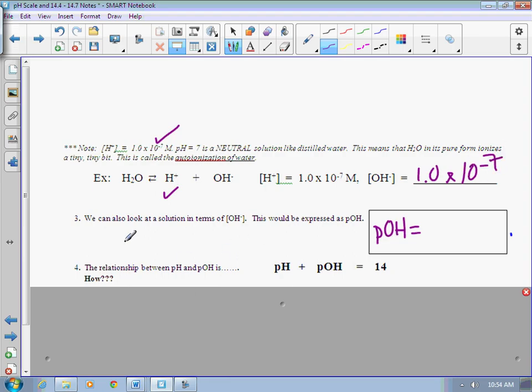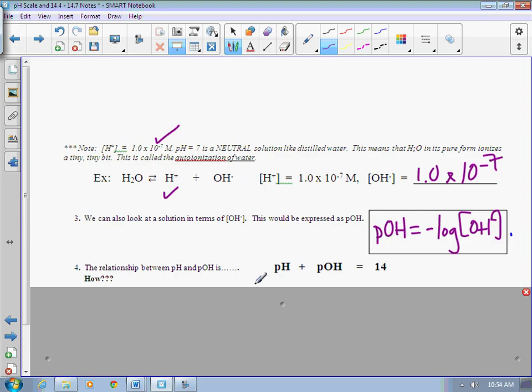You can have a pH, that's fine. Well, couldn't you look at a solution in terms of OH minus as well? Well, that would be called the pOH. So pH is for hydronium, pOH is for hydroxide. Same formula, negative log, but instead of H plus, we'd be looking at the hydroxide concentration. So you guys knew that. If you can take the pH of a solution, you can take the pOH of a solution based on hydroxide instead of H plus.